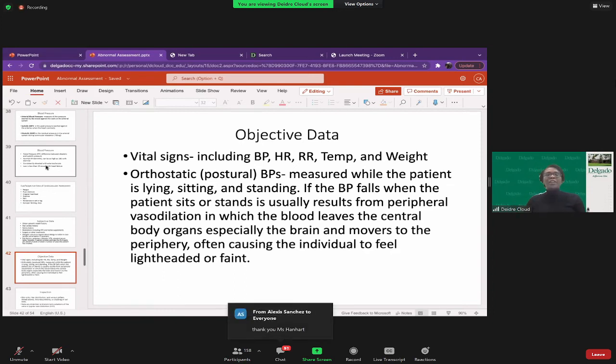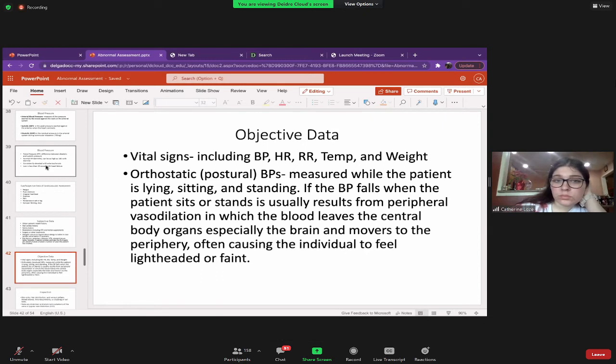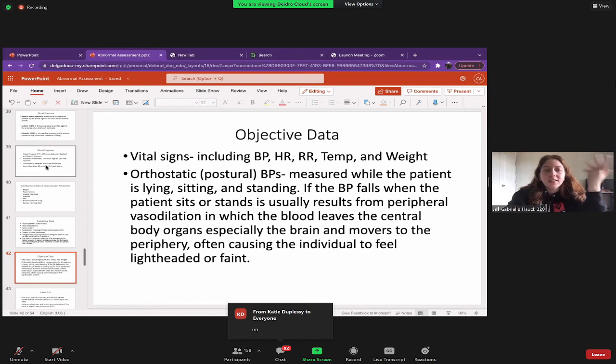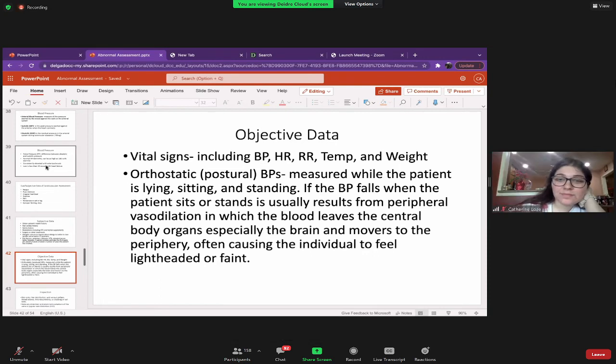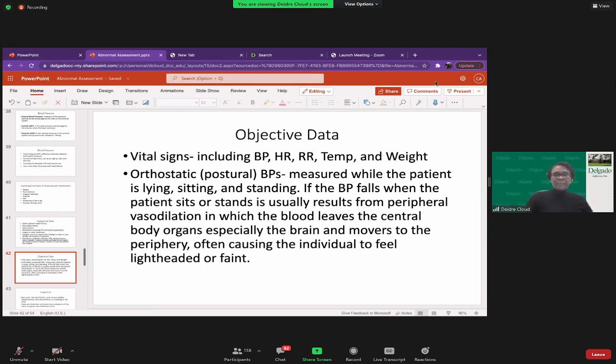Who's done orthostatic blood pressures? And can you delegate this to someone? Can you delegate the orthostatics? Yes. No. Because it's abnormal. You can, but they can't assess the findings. Exactly. We've done it all the time in the ER. This is something everyone hates to do, but what does this indicate?